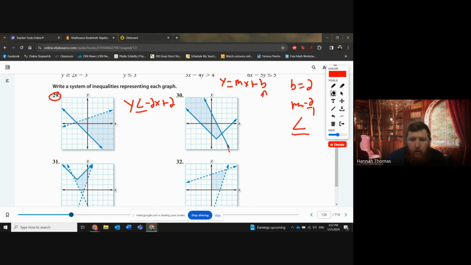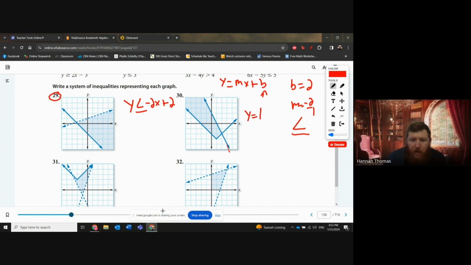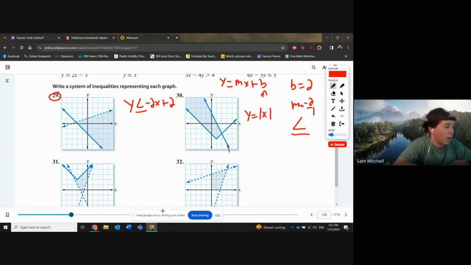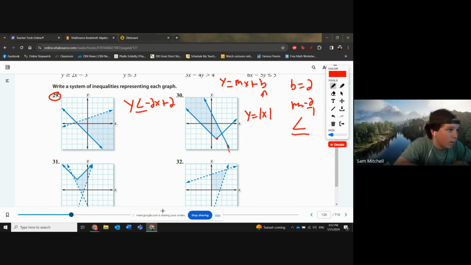All right. Now, what is the graph that's going to make a V? That's an absolute value. Right. So y equals the absolute value of x. However, did the vertex move? Yes. The vertex is here. So where did it move to? Right 1, down 3, I think.